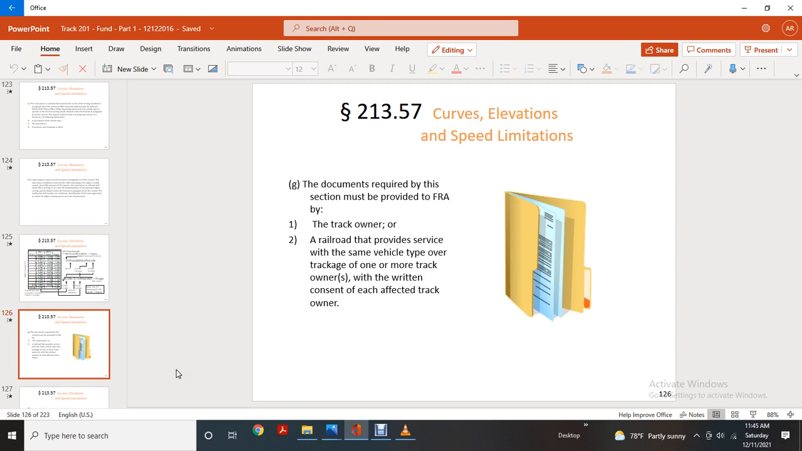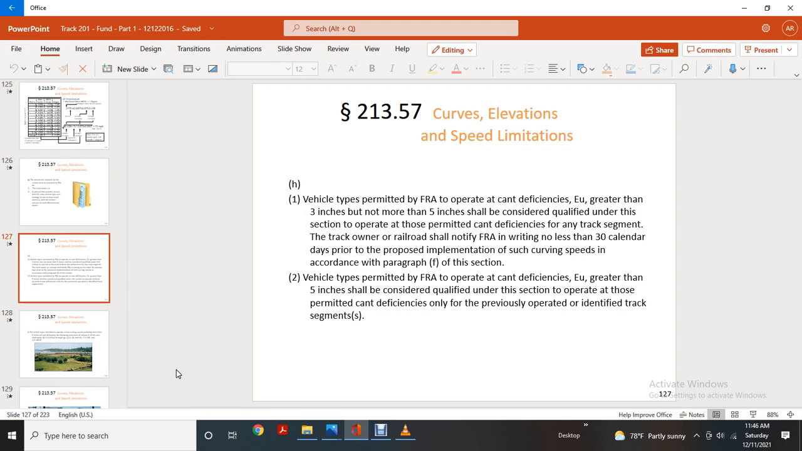Documents required in this section shall be provided to the FRA, and provided the track owner or railroad provides for the same vehicle type with the written consent of the track owner. Vehicle curved elevation speed, (g): A vehicle type permitted by the FRA to operate with a cant deficiency greater than 3 inches and no more than 5 inches may be qualified under this section to operate with the permitted cant deficiency on any of the track segments.